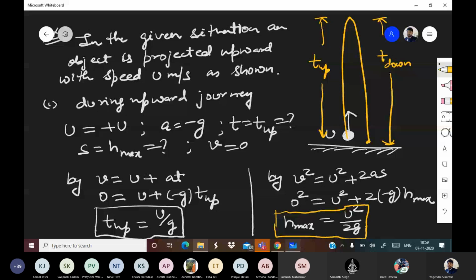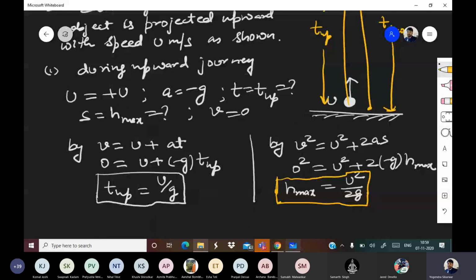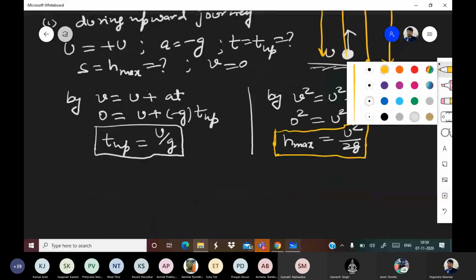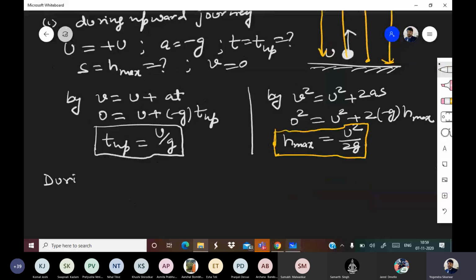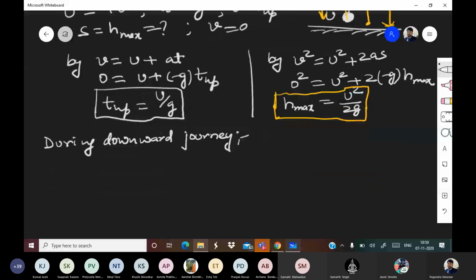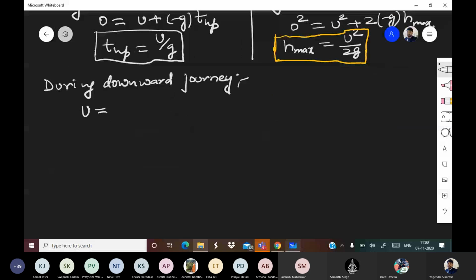All right. So that is maximum height. So this is during upward journey. Now let us talk about during downward journey. Now listen carefully everyone. As it is coming down, at the topmost point velocity will be how much? 0. So this time u is 0 because we are now starting from the topmost point.